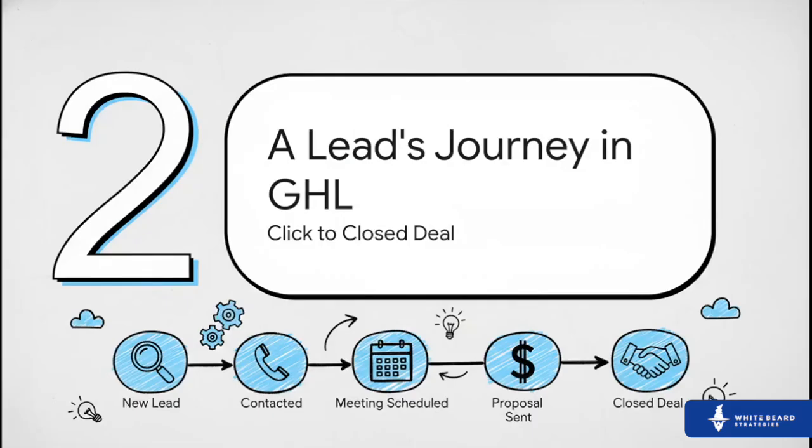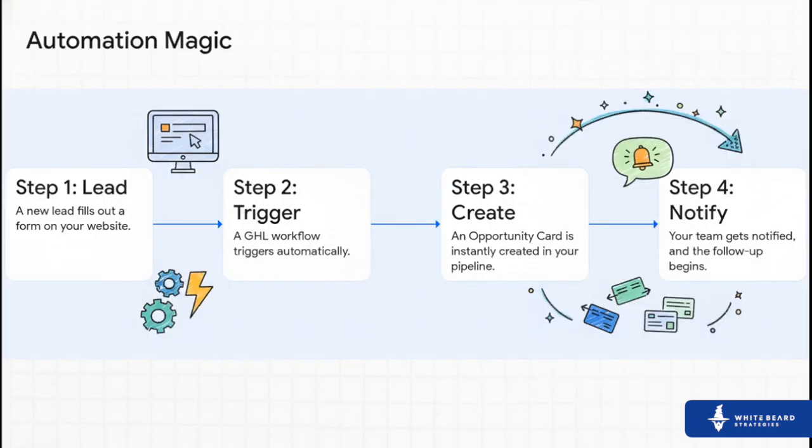So that's the theory. But how does this actually work in practice? Let's follow a single lead on their journey to see how GoHighLevel can automate this whole process of capturing and organizing them for you. The whole thing happens in seconds, and it all starts with something GoHighLevel calls a workflow trigger. And trust me, this is where the manual work just disappears and the real magic begins.